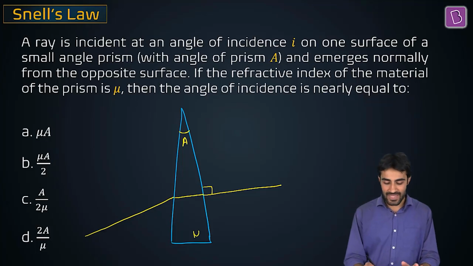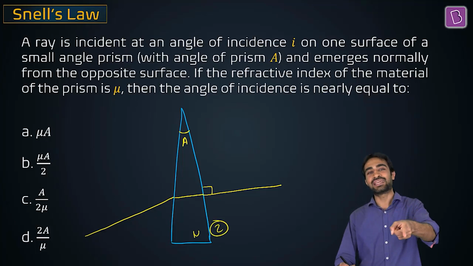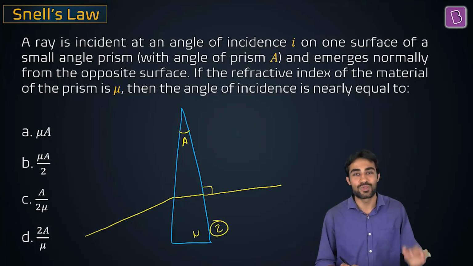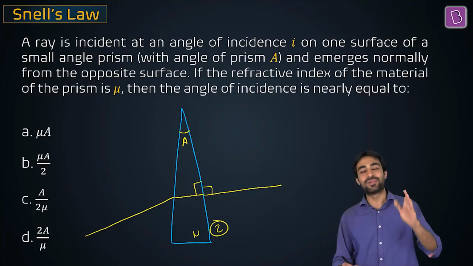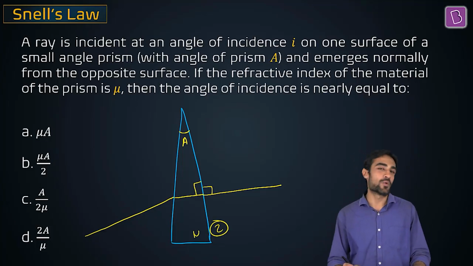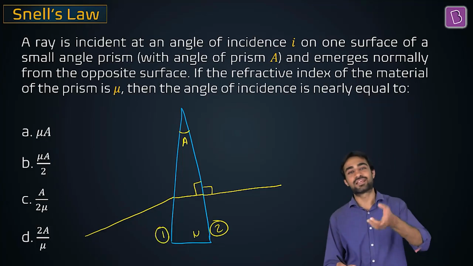Now finally at the second surface, can you see the angle of refraction is 0? Therefore the angle of incidence will also be 0. So this angle will be 90 degrees. Can you see that? Okay. Now let's talk about surface 1. What is happening at this surface?